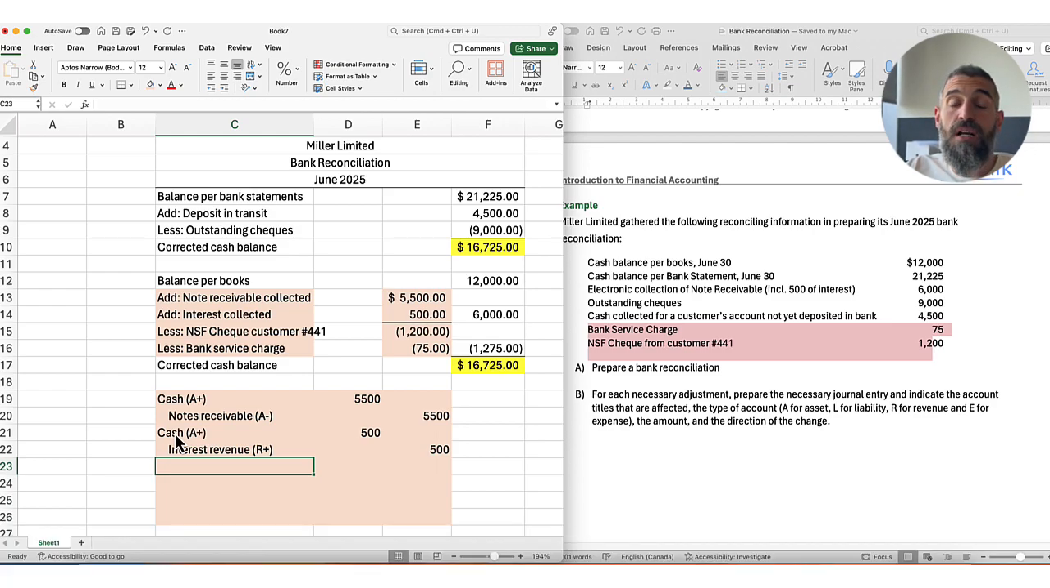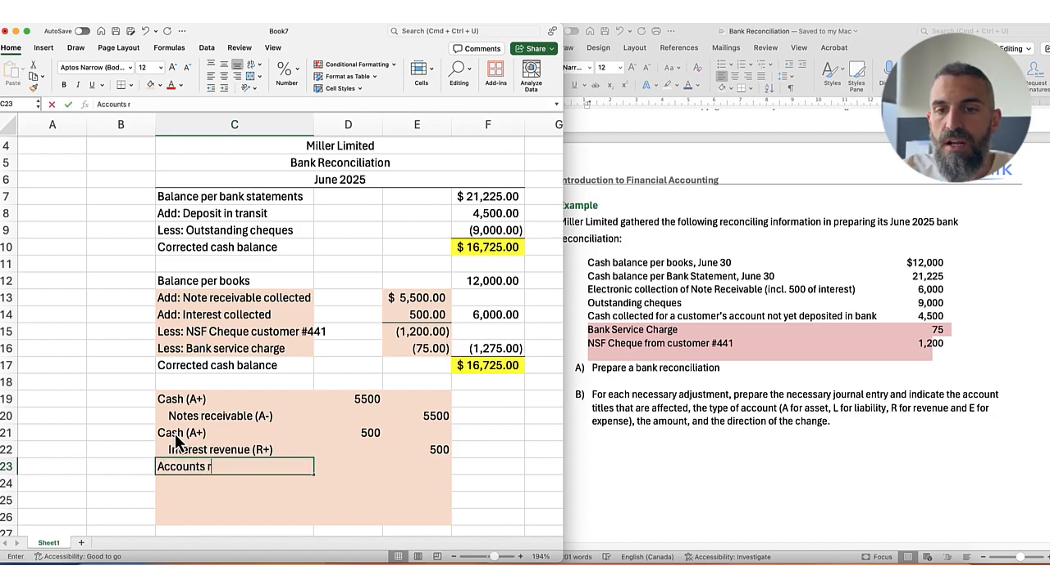Now, NSF check from a customer. You need to think about the most appropriate account here. I'm going to put you in a scenario. A customer owed you $1,200 and gave you a check for $1,200. So you thought the customer paid you, right? And now that check came back, so that customer owes you money again, right? What would be the appropriate account to show that this customer owes me $1,200? Now, if you said accounts receivable, you'd be right.